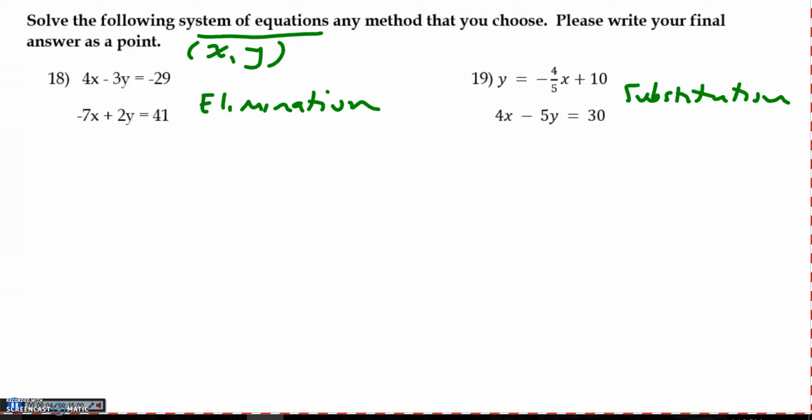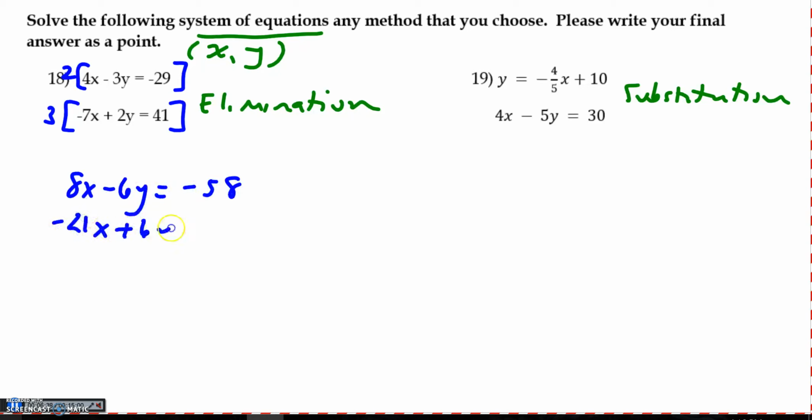So for 18, if I want to use elimination, I need to figure out which letter I want to cancel out. I'm going to work on the y's. I'm going to multiply this equation by 2, because I want this to become 6. And I'm going to multiply this equation by 3, because I want this to become 6 also. Notice that the signs are already opposite of each other, so we don't have to do any negatives. So if I distribute those in, I would get 8x minus 6y equals negative 58. And then I would get negative 21x plus 6y equals 123.